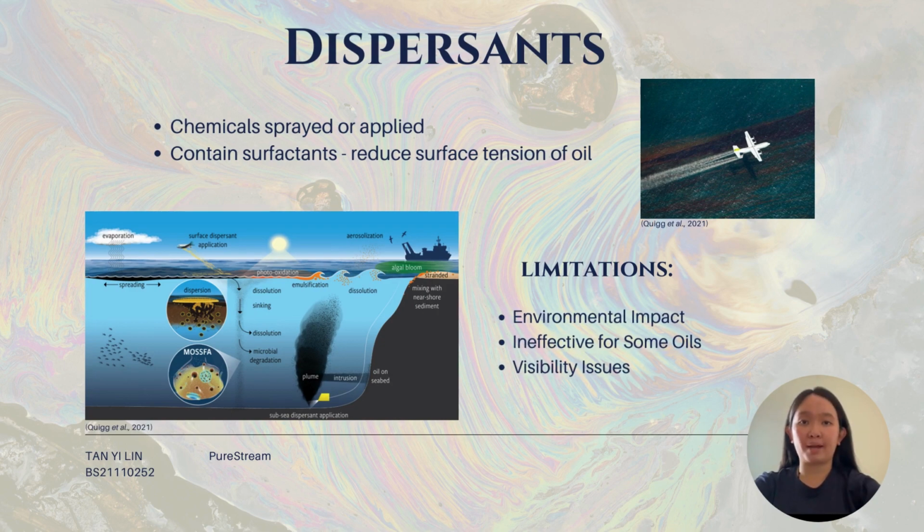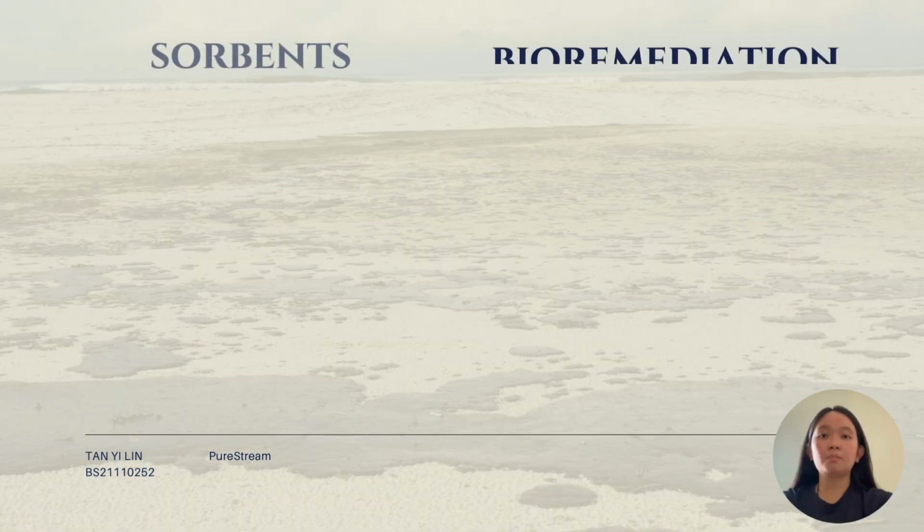Dispersants have their own drawbacks, including environmental impacts and limitations in effectiveness. They can harm marine life and increase toxicity in the water. Additionally, heavy or emulsified oils do not disperse well, and the dispersed oil can become invisible, complicating cleanup efforts.